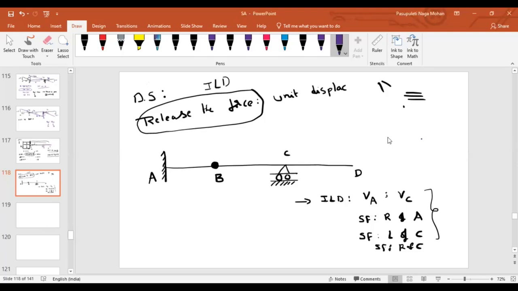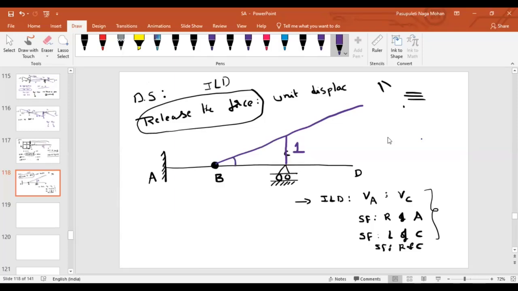Let's say I apply unit displacement along the upward direction at C. As you know, CB and CD are continuous, so the slope should be the same on both sides. So what happens if you apply unit displacement? This is the deflected shape that you will get.